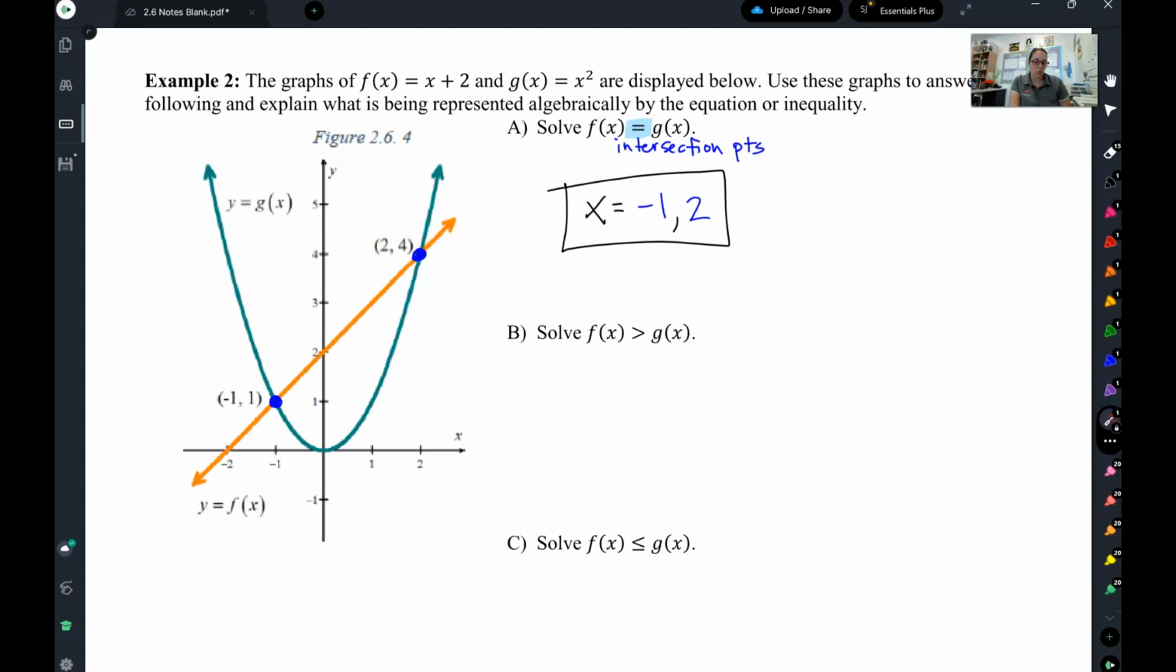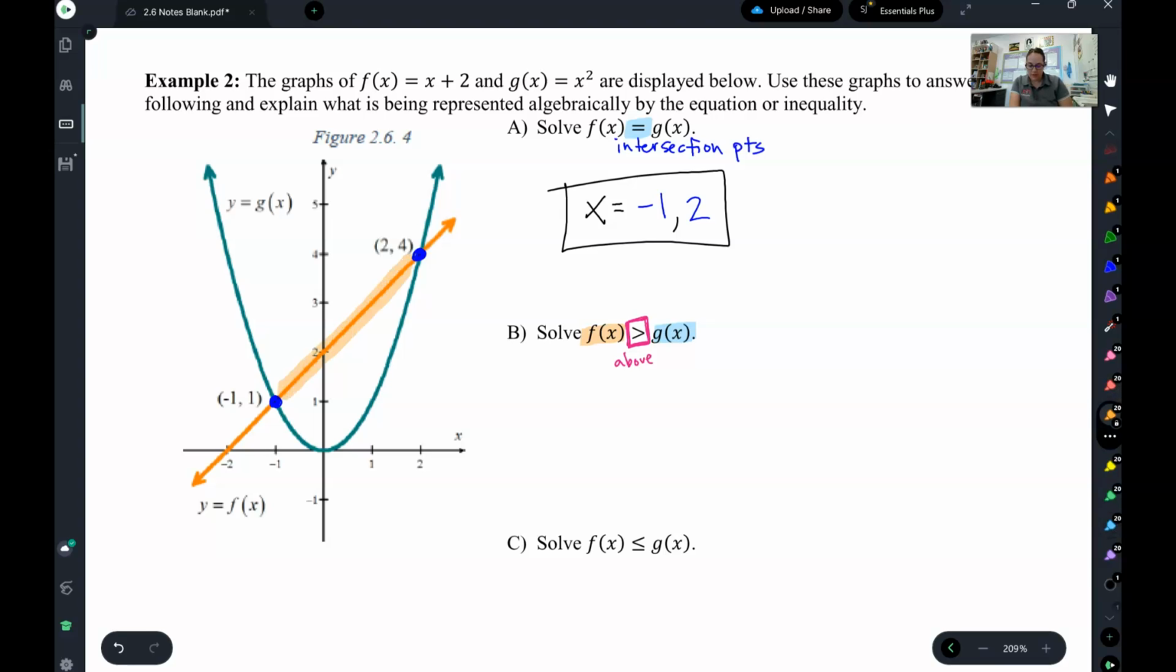So now let's find where the f of x graph, which is the orange one, is greater than, which we just learned means above, the g of x graph, which is that blue-green one. So where is the f of x graph? We're going to do blue for the g of x graph. There we go. Where's the f of x graph above the g of x graph? Well, that's right here. This is where the f of x line is above or greater than the g of x line.